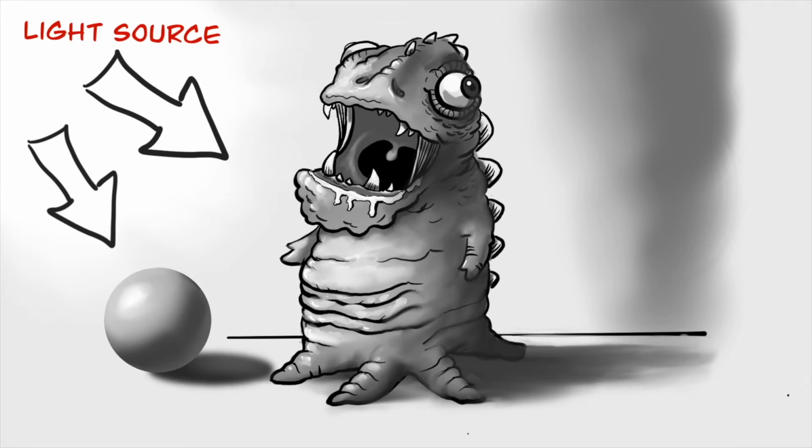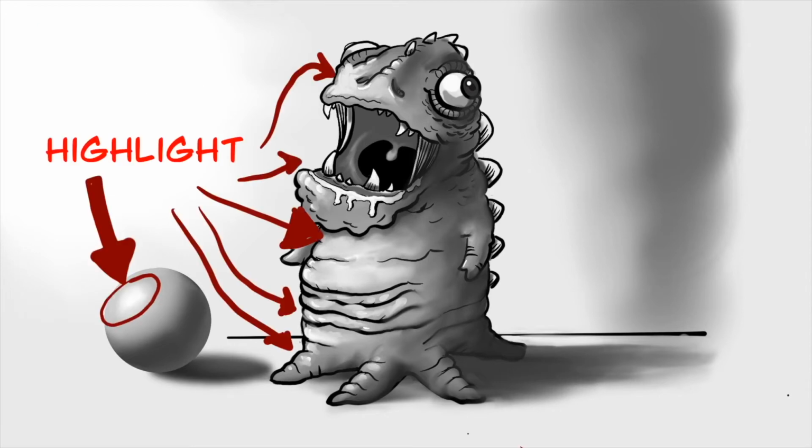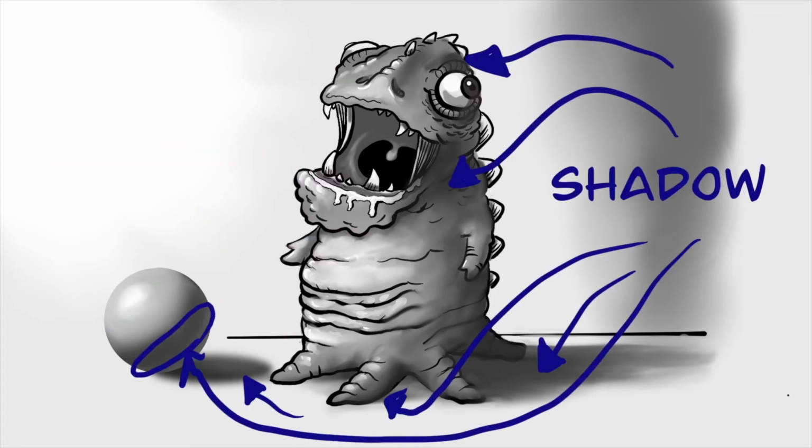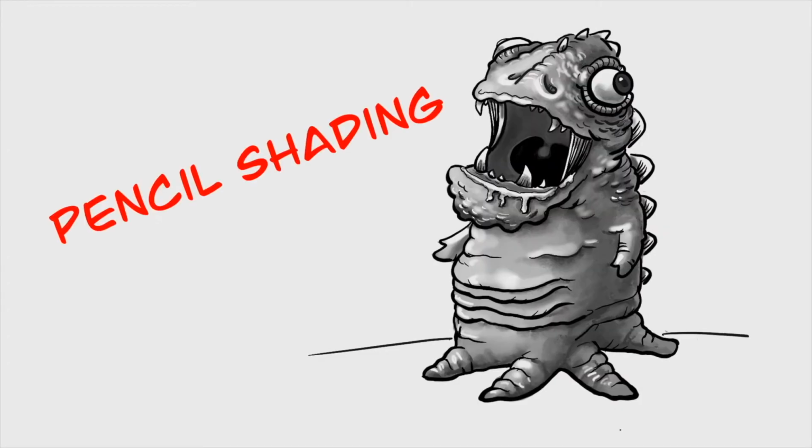Now let's talk about 3 basic parts of shading. There's the highlight. That's the brightest part, and it's closest to the color of your paper. And the shadows are the darkest parts. That is where the light is hitting the least. The midtones are the colors that are in between, and they represent the natural color of whatever it is you're drawing. Most of us at home use pencils, so let's talk about pencil shading.